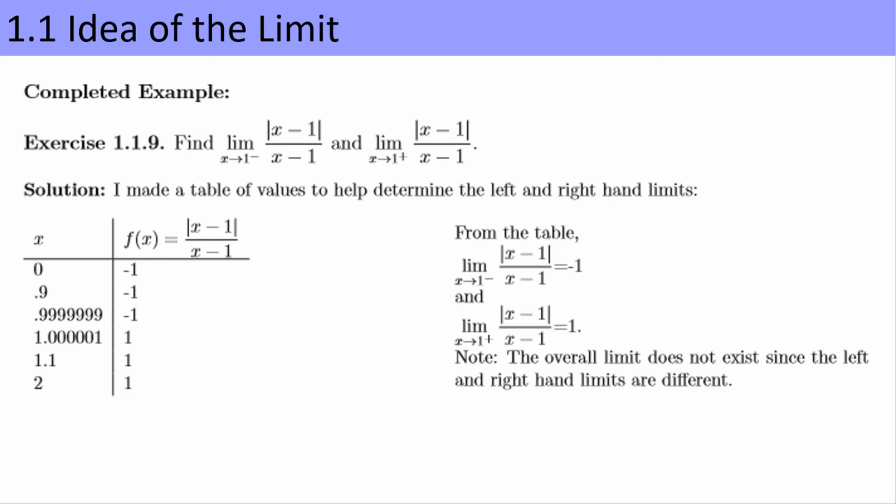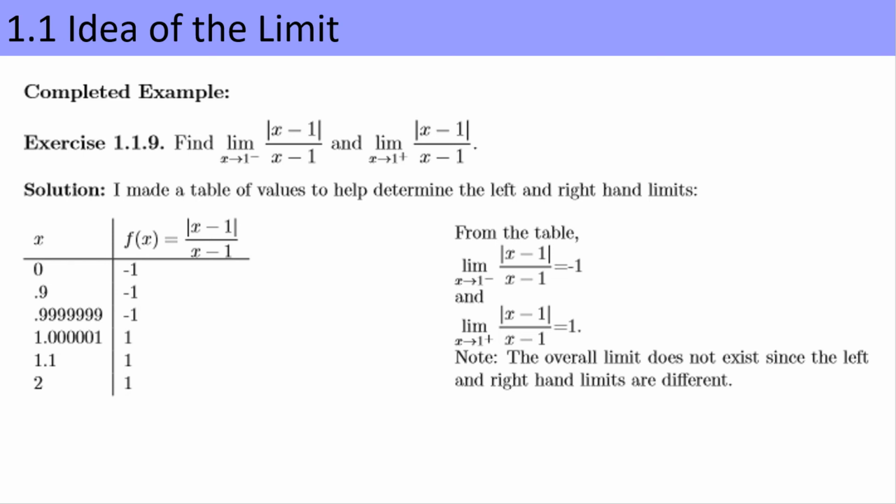For the solution, I made a table of values to help determine the left-hand and right-hand limits. So let's look at the table of values where I selected for the first column x and for the second column f of x. When 0 is keyed in, that would be from the left of 1. We would put in 0 for the x's and we get the absolute value of negative 1 divided by negative 1. The absolute value of negative 1 is positive 1, and 1 divided by negative 1 is negative 1.